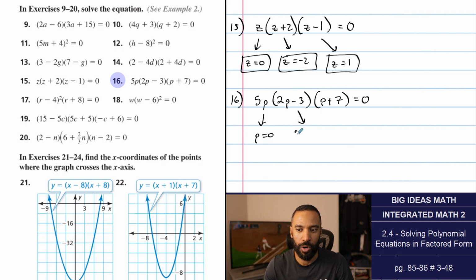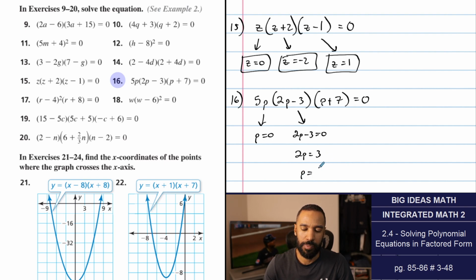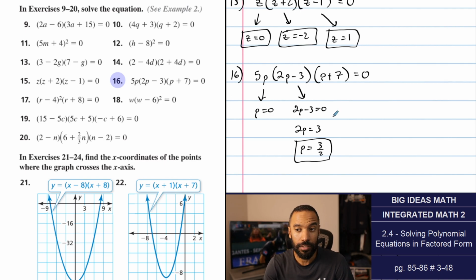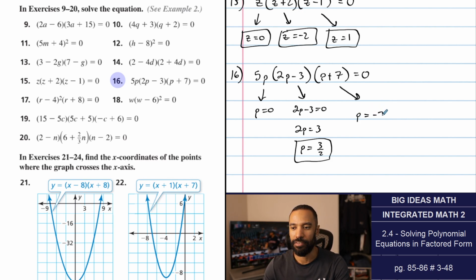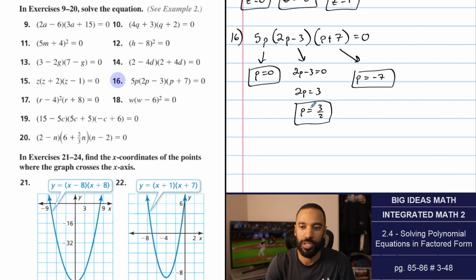This one I might want to spend more work on. 2p minus 3 equals 0. We add 3 to both sides, we divide both sides by 2 and we get 3 halves. Maybe you can do that mentally. I mean, I can. Maybe you can. It's just better work to probably write those out to recognize when they happen. And then p equals -7 is that third one. Again, I don't think anything really needs to be written out for that. But 3 solutions, all good to go.